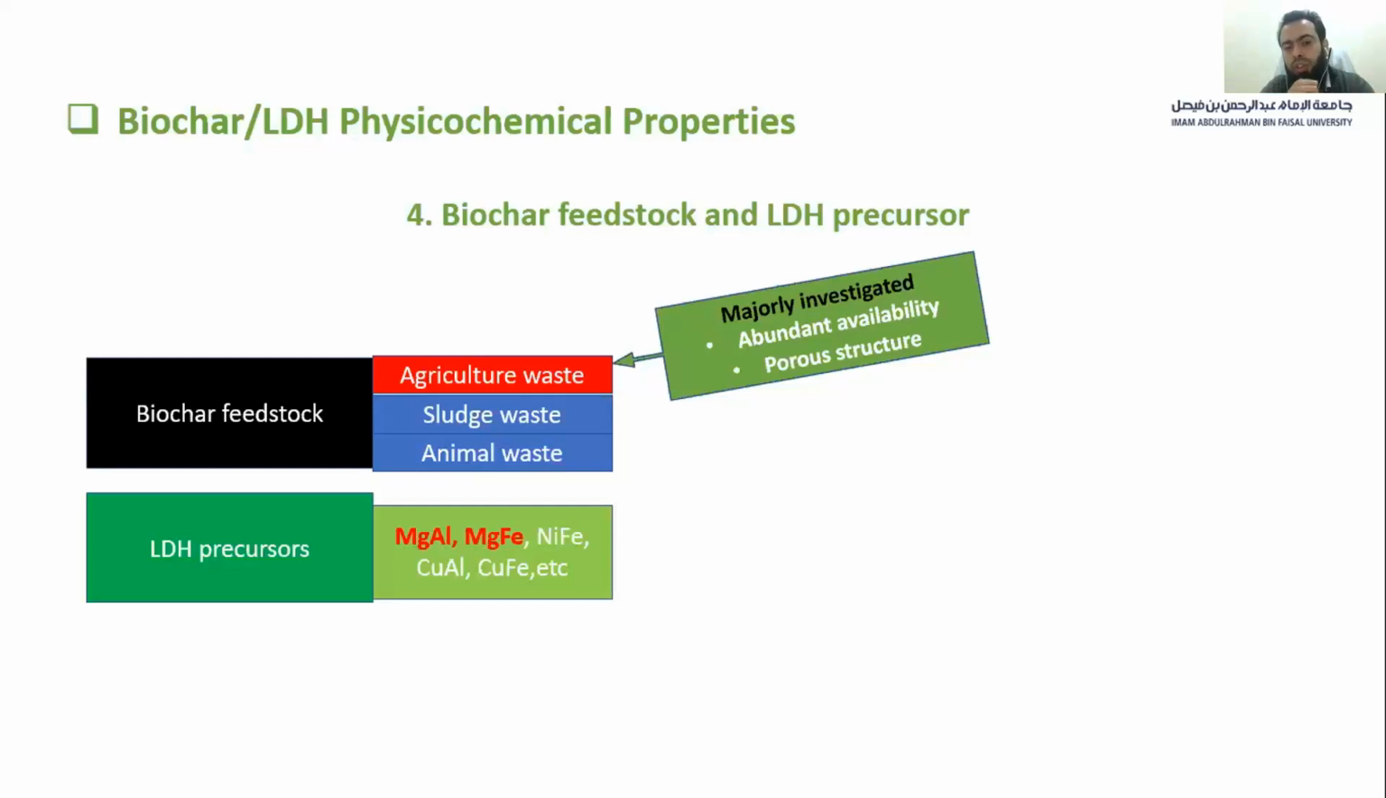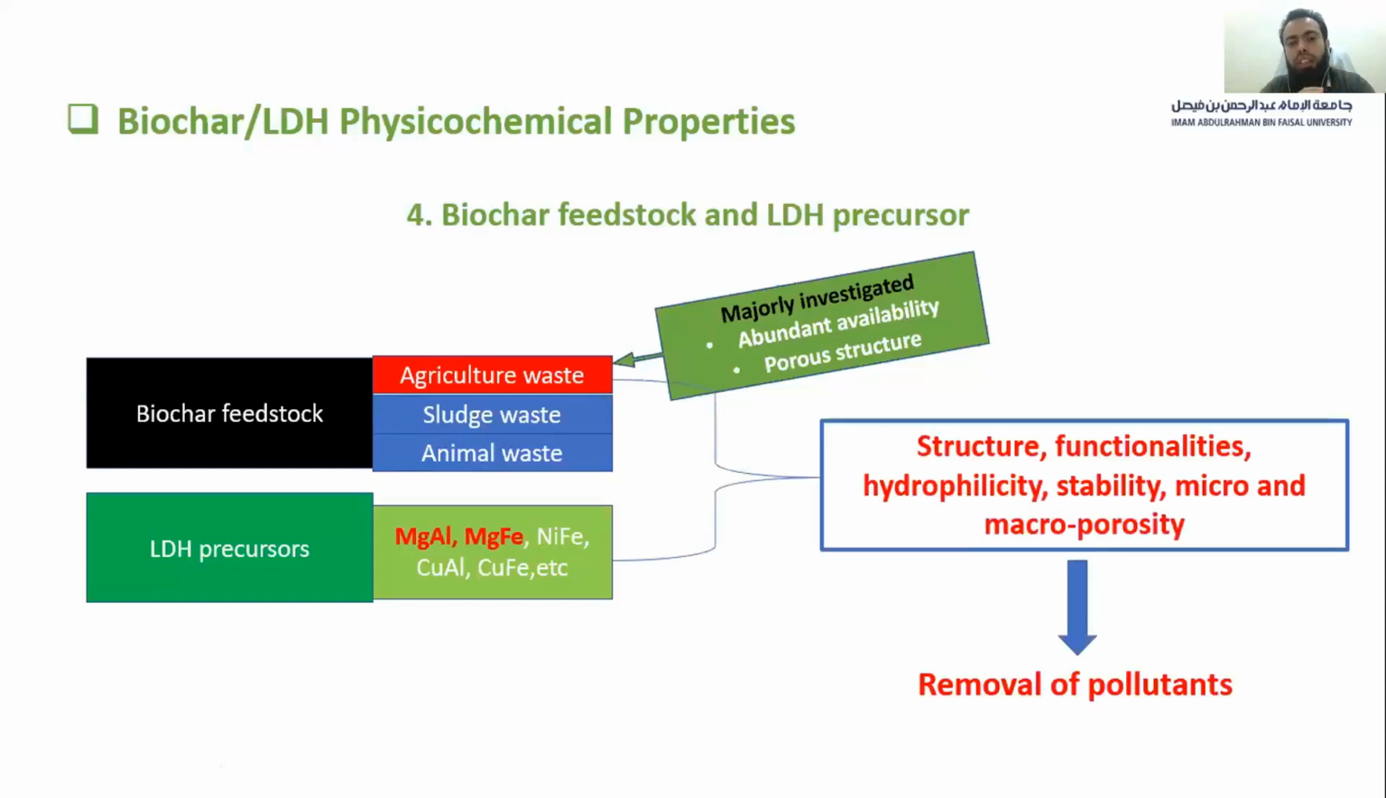Similarly, different types of LDH precursor salts have been utilized to produce LDH on the biochar, such as magnesium aluminum, magnesium iron, nickel iron, copper aluminum, and copper iron. These LDH precursor salts have different charge density and different hydrophilicity. So these precursors directly affect the structure, functionalities, stability, and macro and micro porosity of the final product, which directly affects the removal performance of different pollutants.